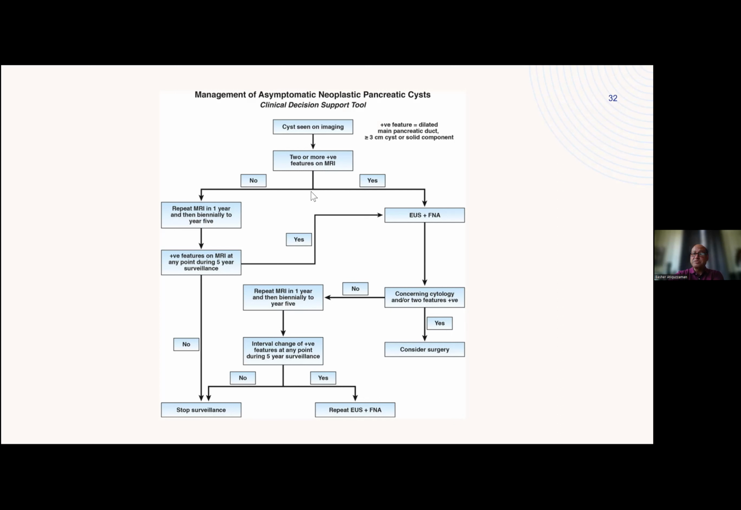Initially, if the patient has two or more features, they go for EUS, but if they don't, the patient goes for MRI every year or every other year for the next 5 years. If it's positive, obviously go for EUS. If it's negative, after 5 years, you stop the surveillance. So this is a very good summary, and we religiously follow that for now.